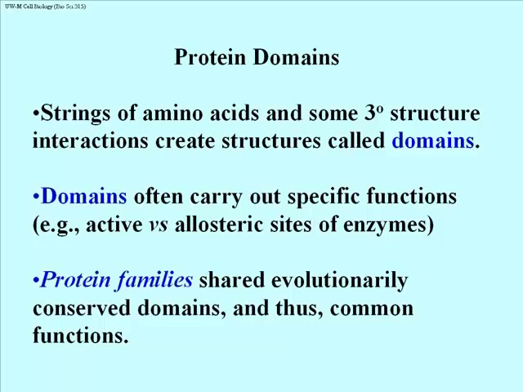So domains often carry out specific functions. It turns out that many different proteins with very different overall functions share conserved domains, which means that they share conserved common functions. So we can have a set of proteins, each of which accomplish something different overall, but in order to accomplish it, share a particular domain in common.